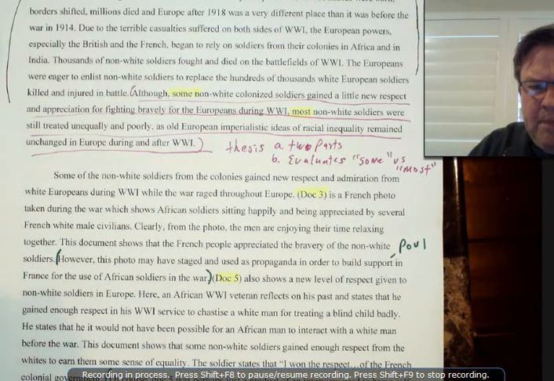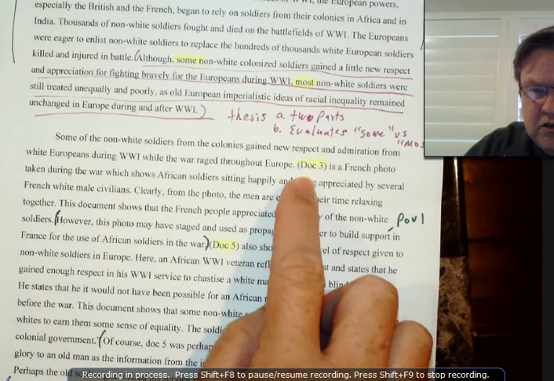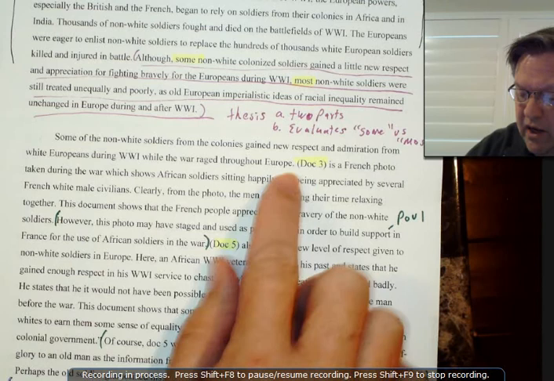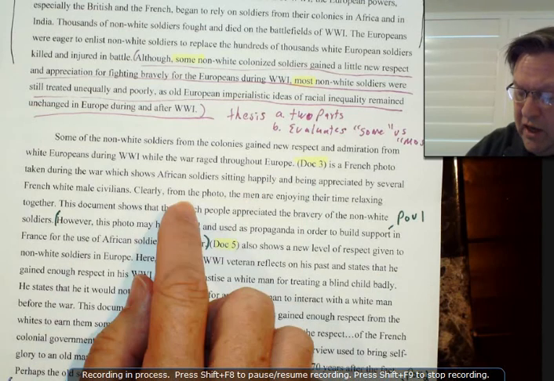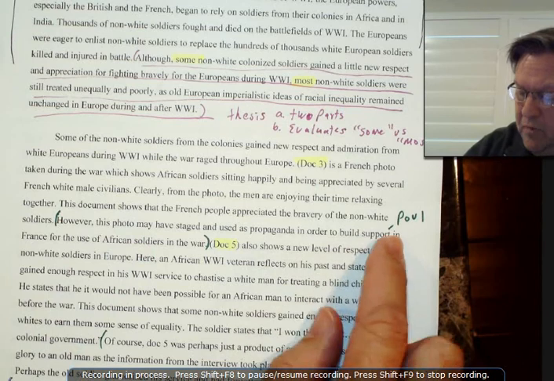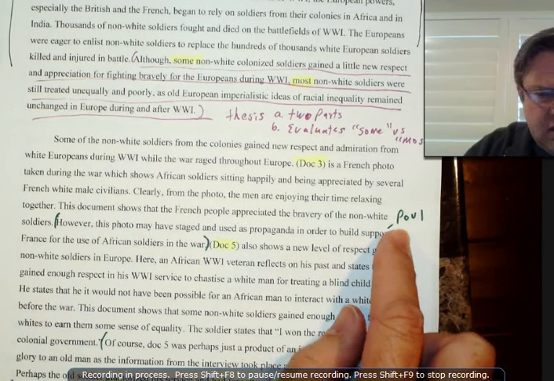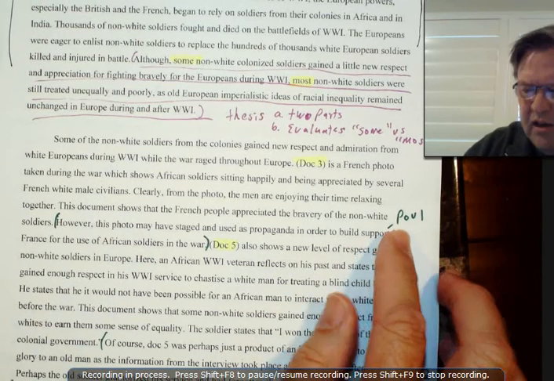Okay, topic sentence. I use the first document. I describe why that helps my thesis that some non-white soldiers gained respect. And then you do a POV or sourcing. Some teachers call it HIPPO. You want to basically analyze the document a little more. Why it was created. Why was document 3 created? Here it's just a photograph. It was probably just propaganda. Maybe it's not even real.